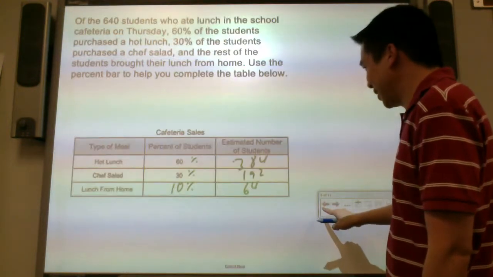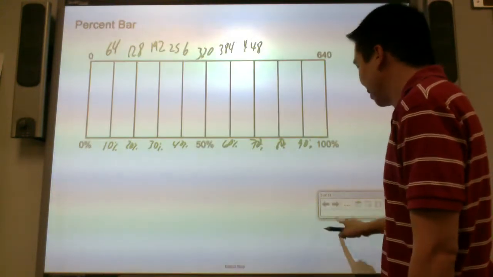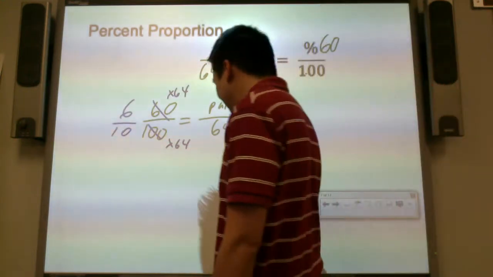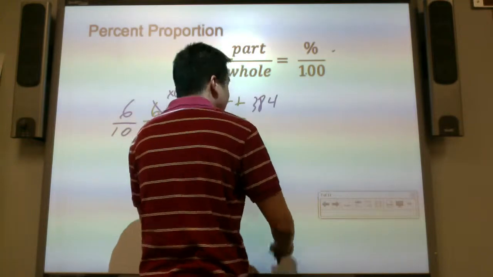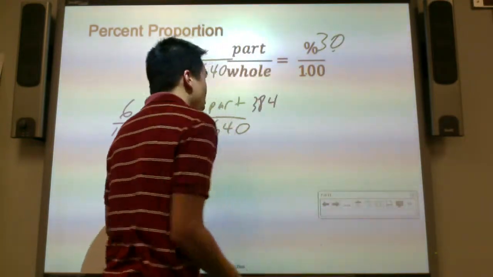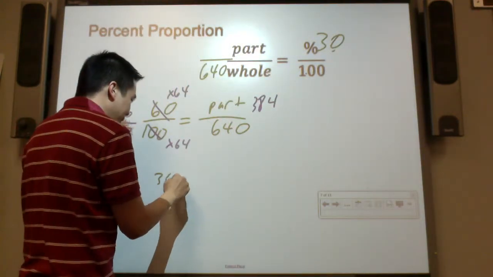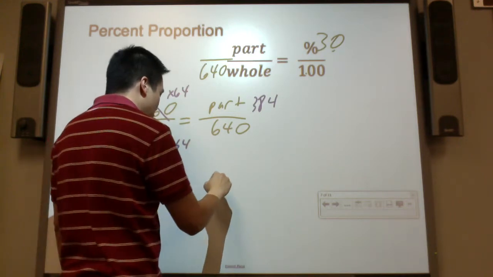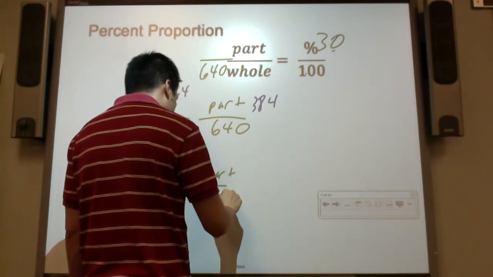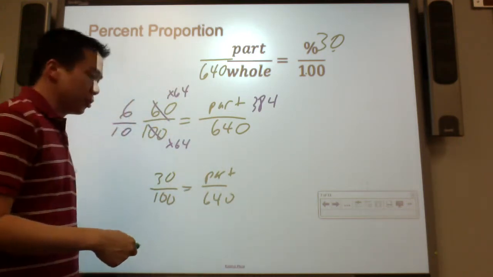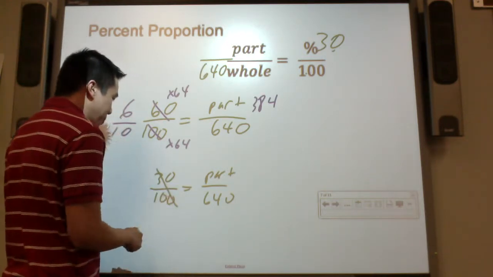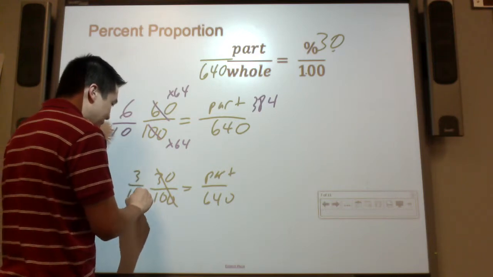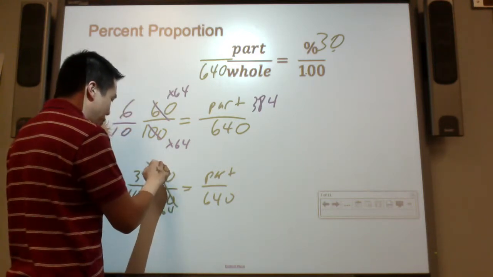Let's go back and see. Voila, I got it. So what happens if you have 30% of 640? 30 out of 100 equals part to 640. Can 100 be built up to 640? No, I have to break this down. I divide both numbers by 10 and get 3 tenths. Then I build it up again by 64.